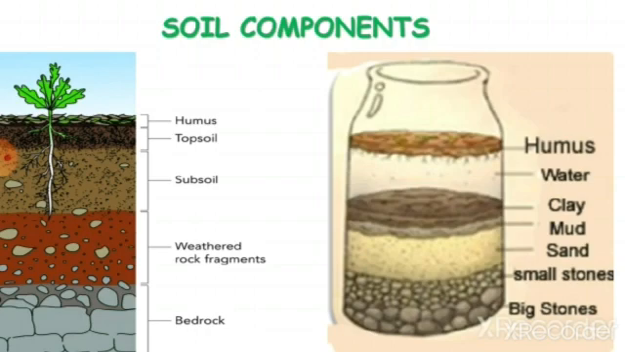Next layer after the humus is topsoil. Next is the subsoil. Then the weathered rock fragments, which are nothing but small stones mixed with the soil. Then the very hard part of the rocks will be in the lowest part of the soil. So you can imagine. Okay.